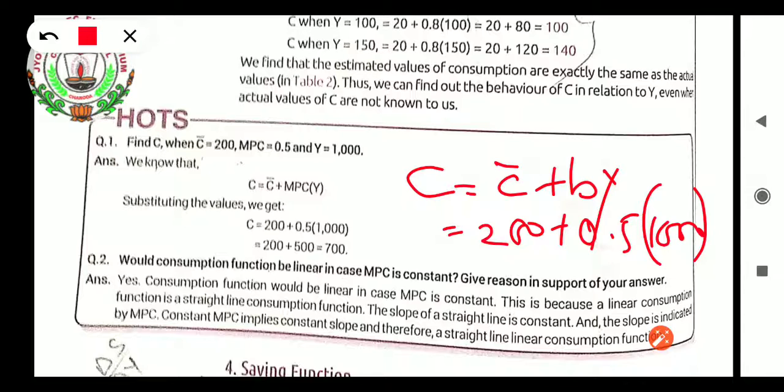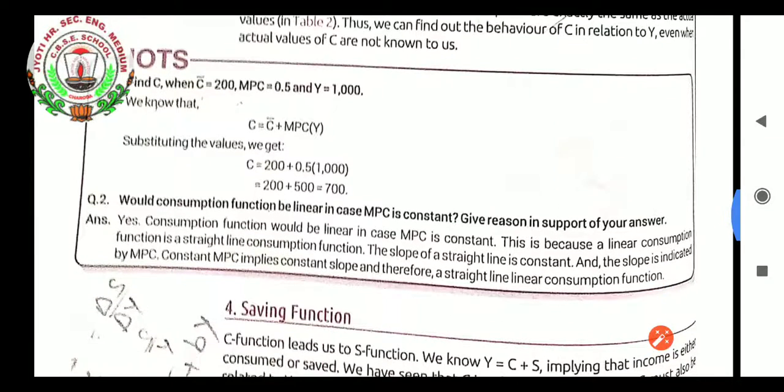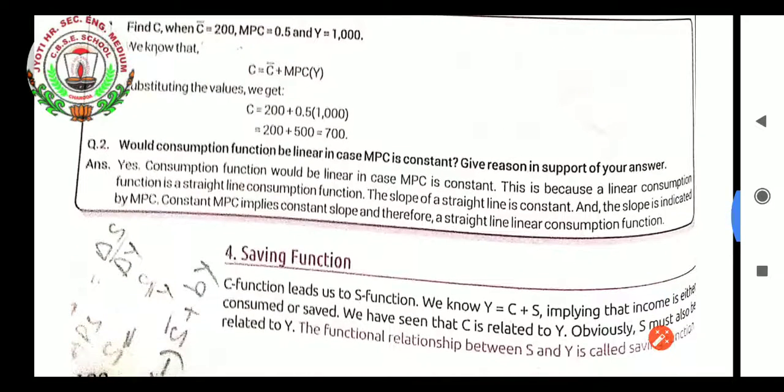Very easy calculation. Next question: would the consumption function be linear in case MPC is constant? Give reason in support of your answer. Yes, definitely the consumption function would be linear in case MPC is constant. This is because a linear consumption function is a straight line consumption function. The slope of a straight line is constant and the slope is indicated by MPC. Constant MPC implies constant slope and therefore a straight line linear consumption function will be formed.